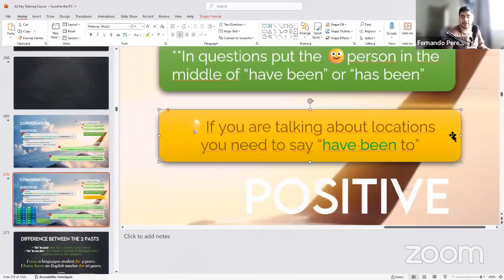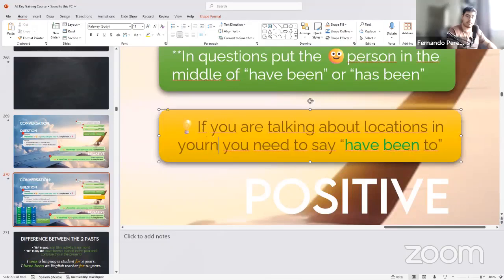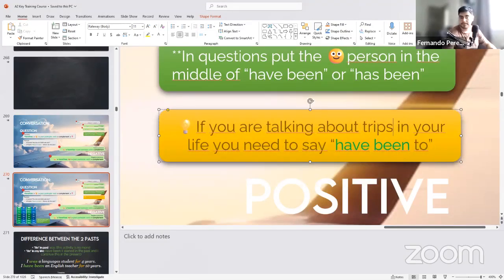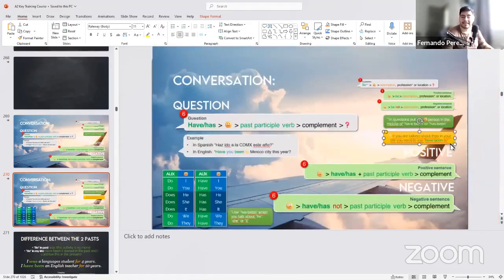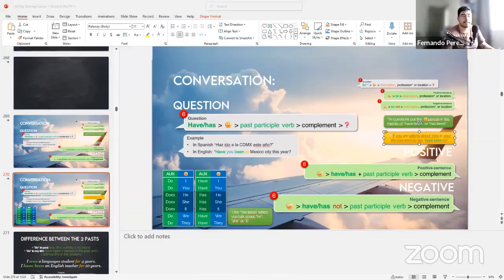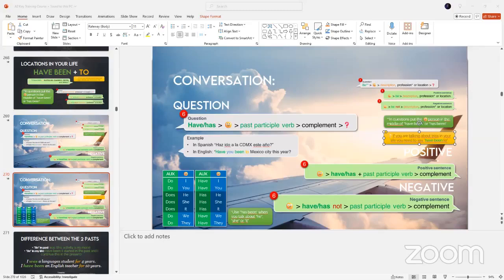If you are talking about locations, you need to say have been to. Locations in your life. And this is an exception that exists in English just because it exists. Okay, teacher. That's the only reason it exists. Perfect. Take a note.